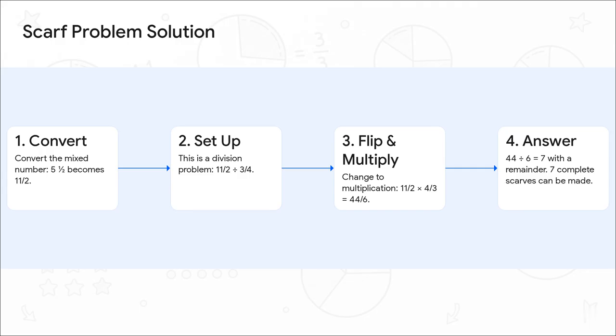Multiply across the top, we get 44. Multiply across the bottom, we get 6. So we have 44/6. Now how many times does 6 go into 44? It goes in 7 times with a little bit left over. That means the designer can make 7 complete scarves.